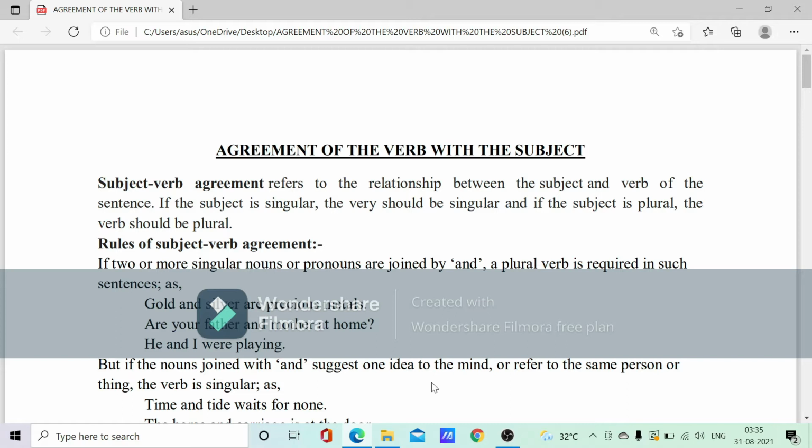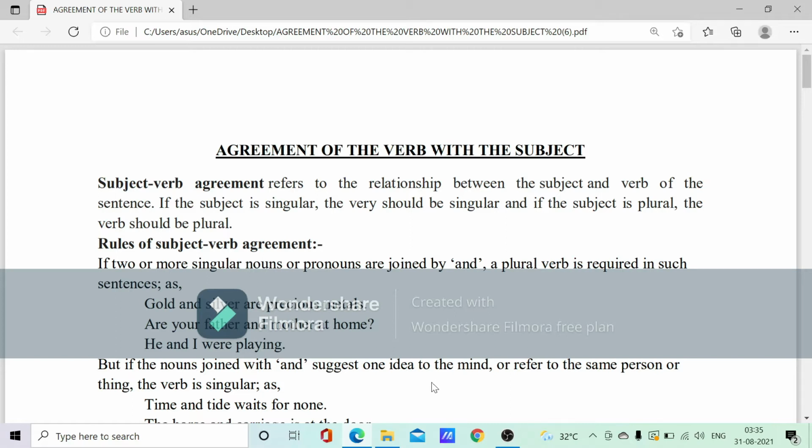But before I jump to the rules, I'd like to tell you about the definition of subject verb agreement. What does it refer to exactly? Subject verb agreement refers to the relationship between the subject and the verb of the sentence. This is the simplest definition that you need to know. What does it refer to? It refers to the relationship. And what kind of relationship? That is very much there between the subject and the verb of any sentence.